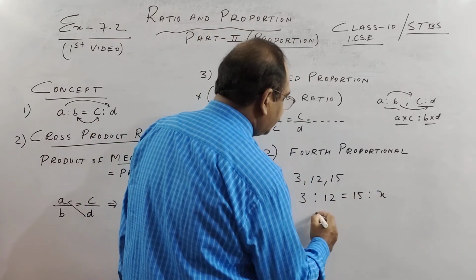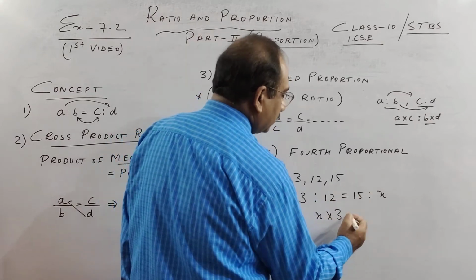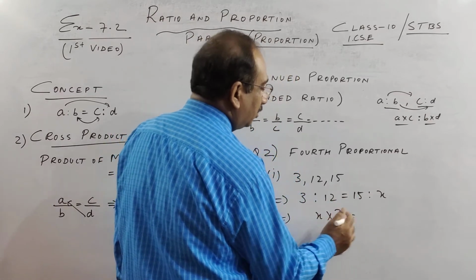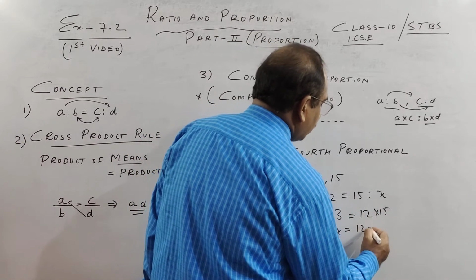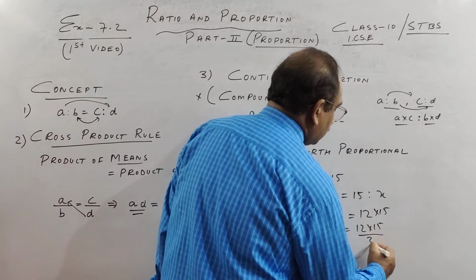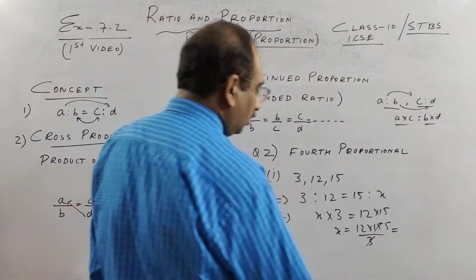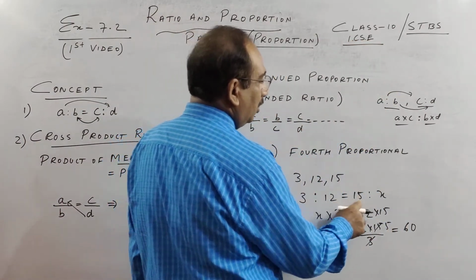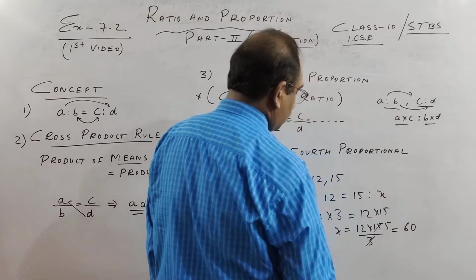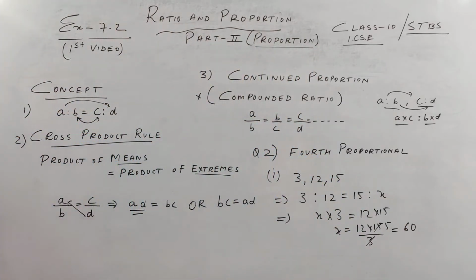So product of extremes, x is in the extreme, so I write the extreme first because I want x to be on the left hand side, is 12 into 15. So x is 12 into 15 by 3. This is 5. So we get 60 here. So you see 3 is to 12, this is 4 times. So 15 4s are 60. So x is 60. So this was my question 2 part 1.